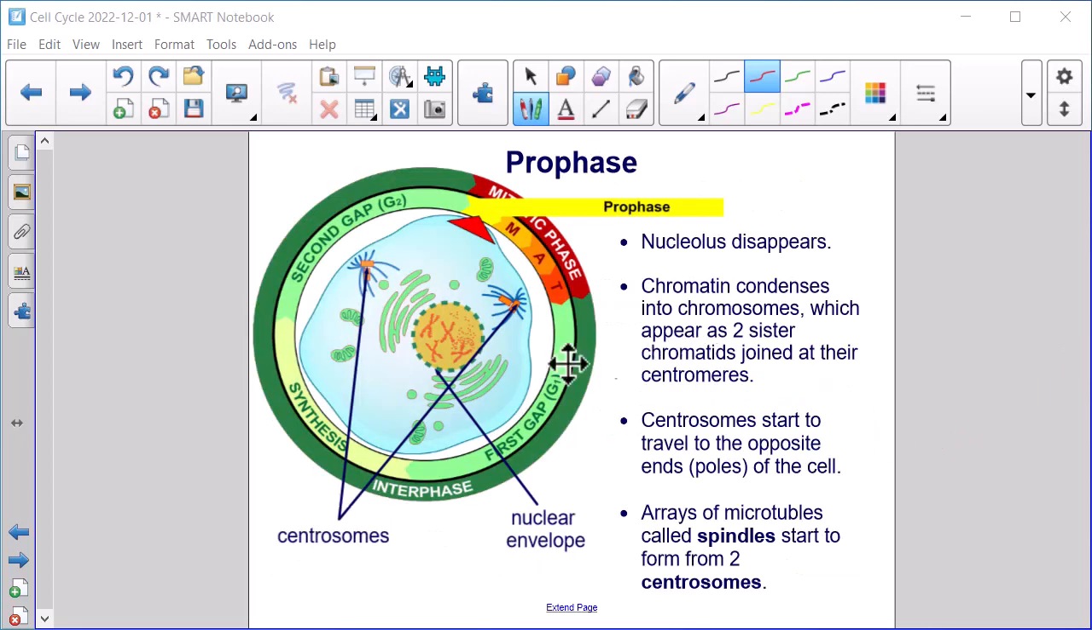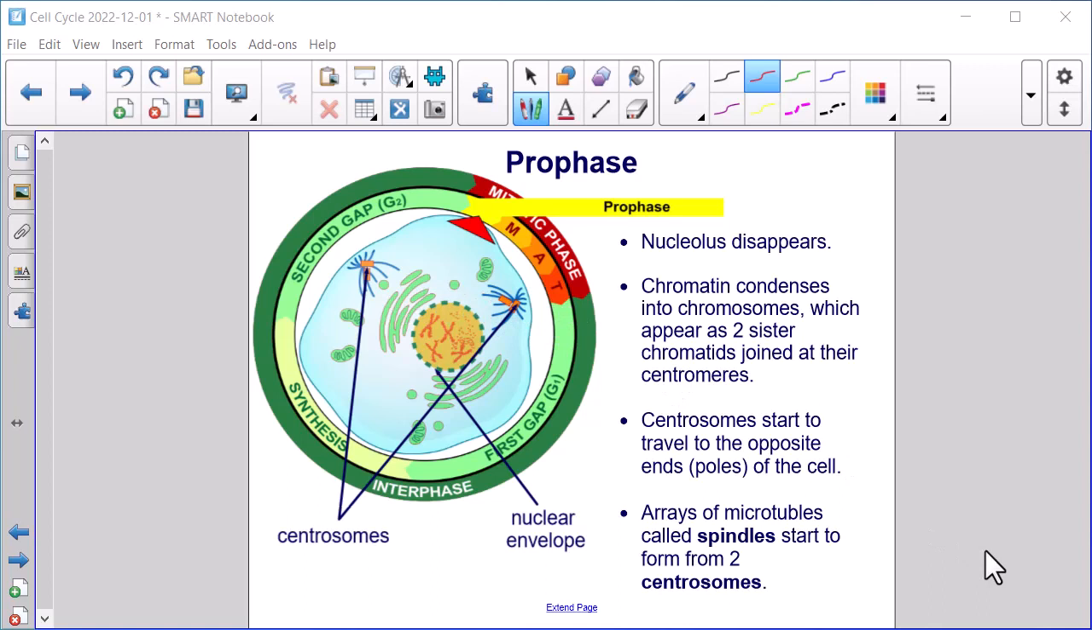The first step in the mitotic phase is prophase. In prophase, the nucleolus disappears, chromatin condenses into chromosomes, which appear as two sister chromatids joined at their centromeres, which you can see here, these centromeres. Centrosomes start to travel to the opposite ends or poles of the cell. So you can see a centrosome here, and they're traveling apart.